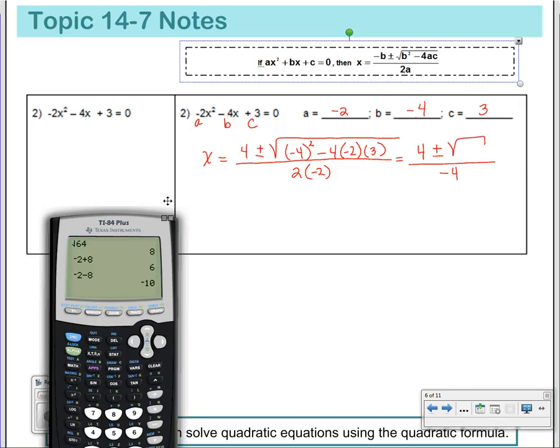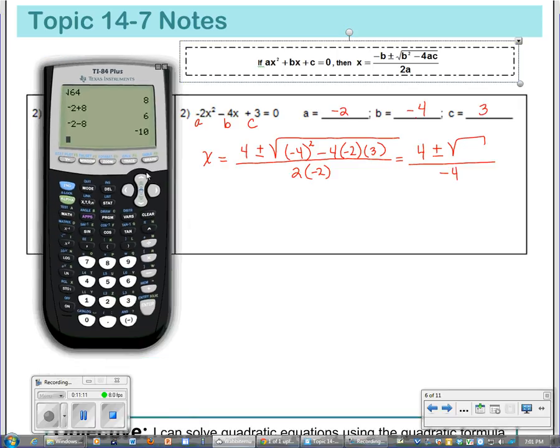So let's figure out what's in the radical. Notice I used parentheses when I did my substitution. That's important, especially when we have negative numbers being substituted in. So I have negative 4, hit the squared button, minus 4. Now the parenthesis, negative 2, close it off, open parenthesis, 3, close it off, press enter. We get 40.